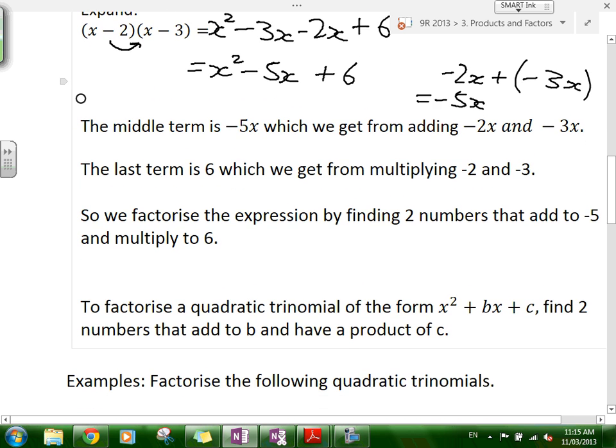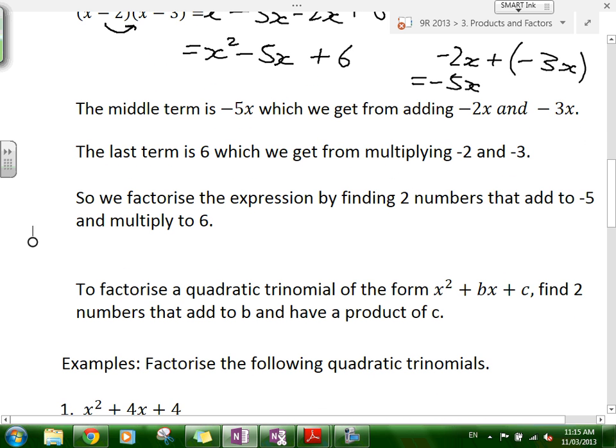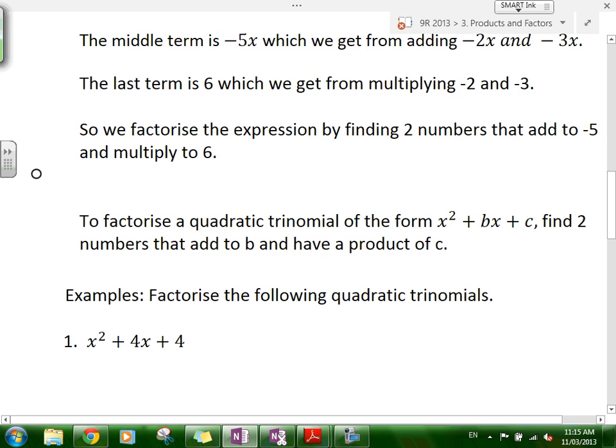So if you want to write this down, to factorize a quadratic trinomial of the form x squared plus bx plus c, find two numbers that add to b, the sum of the two numbers is b, and that have a product of c. When you multiply the two numbers, they go to the last term. When you add the two numbers together, they go to the middle term. Yes?